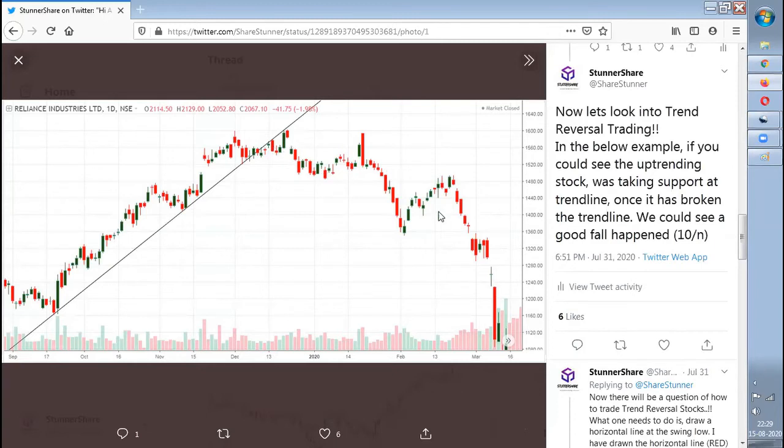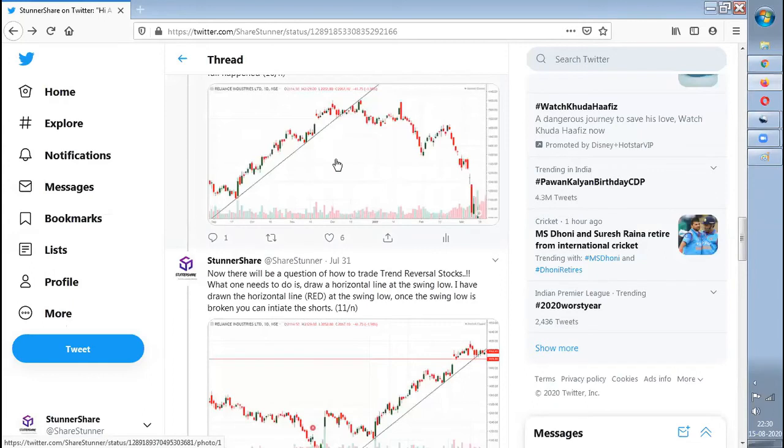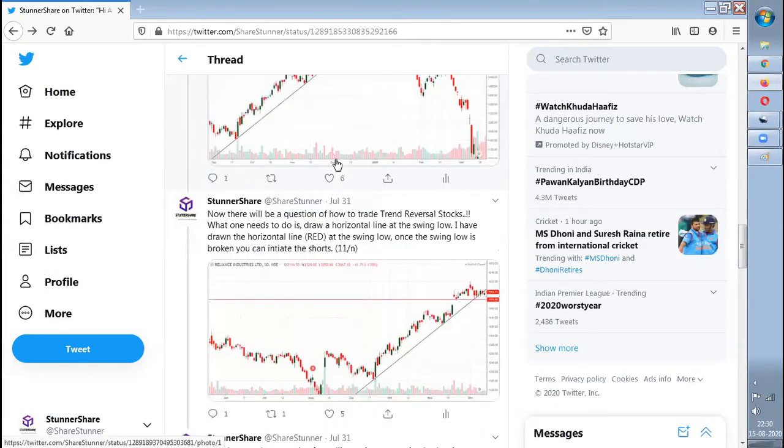From the top of 1600, it has fallen still below 1080 or 1000, nearly 1100, nearly 500 points of fall has been seen. So this is what is shown in the Reliance chart, where an upper trend line gets broken. Now there will be a question like how to trade trend reversal stocks.